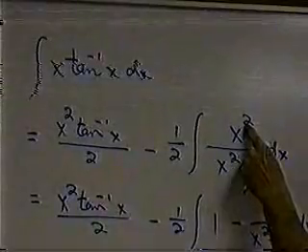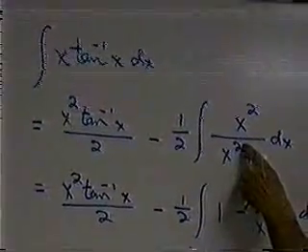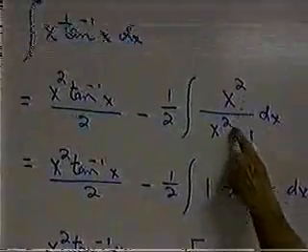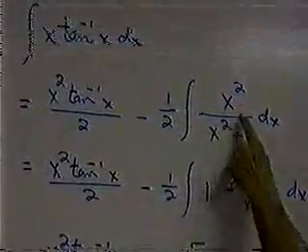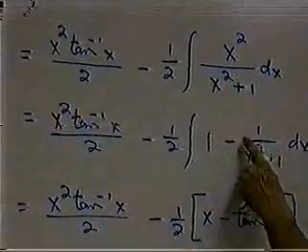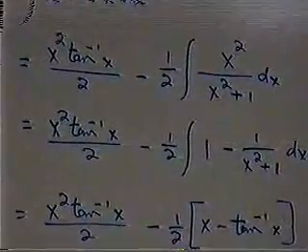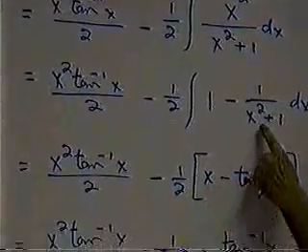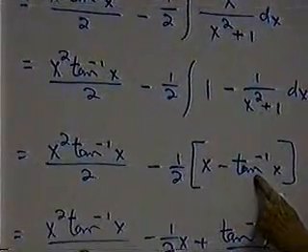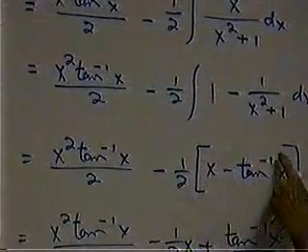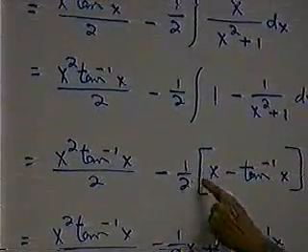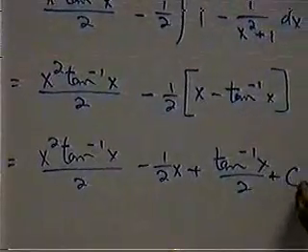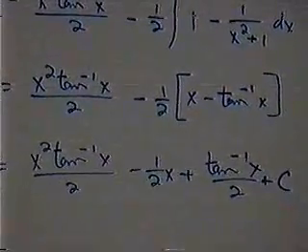Anytime the power here is equal to or greater than the power of the polynomial in the denominator, we do long division. When you do long division, divide this into x squared, you get 1 minus 1 over x squared plus 1. All right, finishing this up, integration of 1 is x. Integration of this is inverse tangent. And moving the brackets, we get 1 half x minus 1 half inverse tangent x plus c, and we have the problem worked.